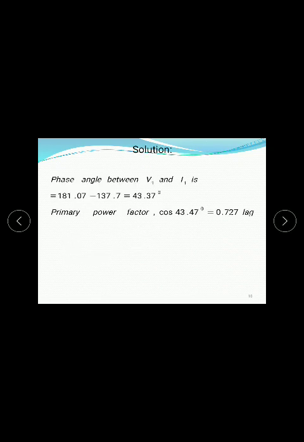So the phase angle between V1 and I1 is 181.07 minus 137.7, that is equal to 43.37. The primary power factor is the cosine of the angle between V1 and I1, which gives the primary power factor cos phi 1. So phi 1 is 43.37, and the primary power factor is cos of 43.37 degrees, that is equal to 0.727 lagging.